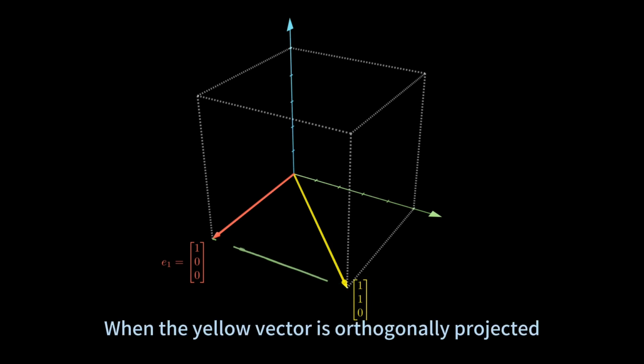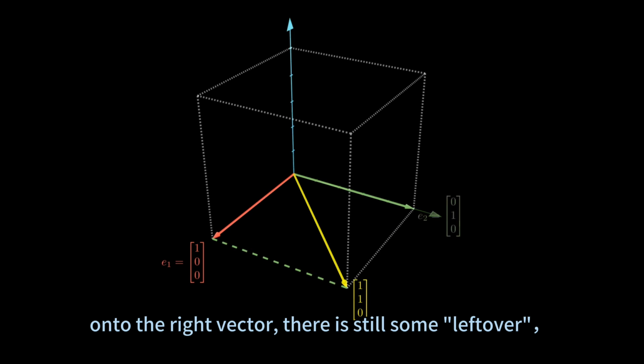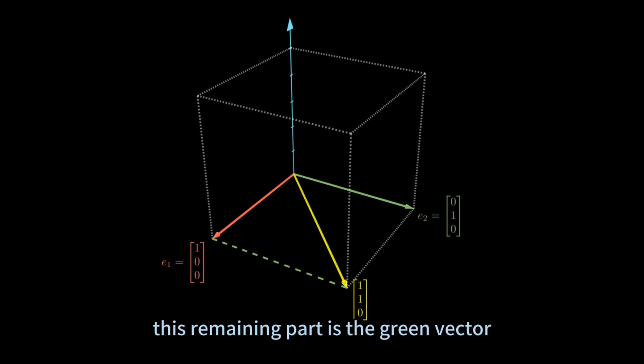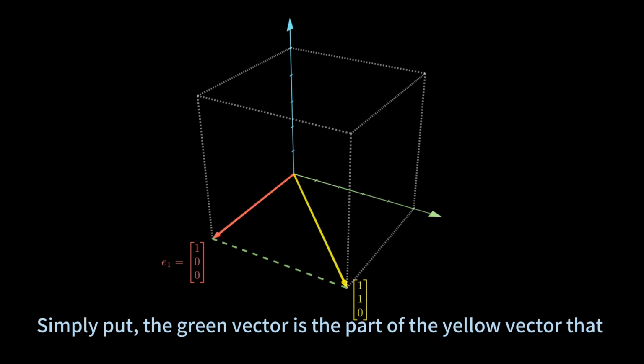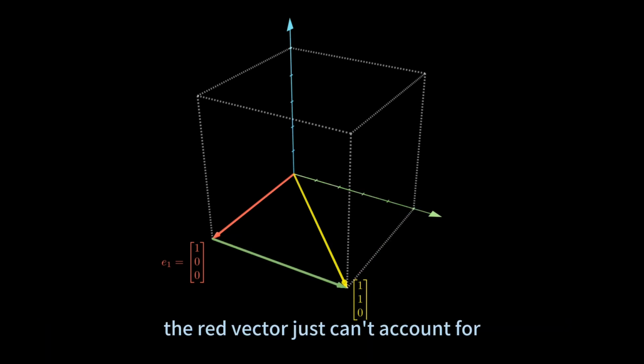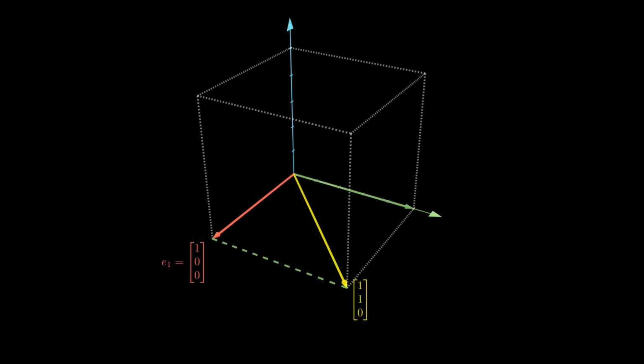When the yellow vector is orthogonally projected onto the red vector, there is still some left over. This remaining part is the green vector. The remaining green vector is perpendicular to the red vector. Simply put, the green vector is the part of the yellow vector that the red vector just can't account for.